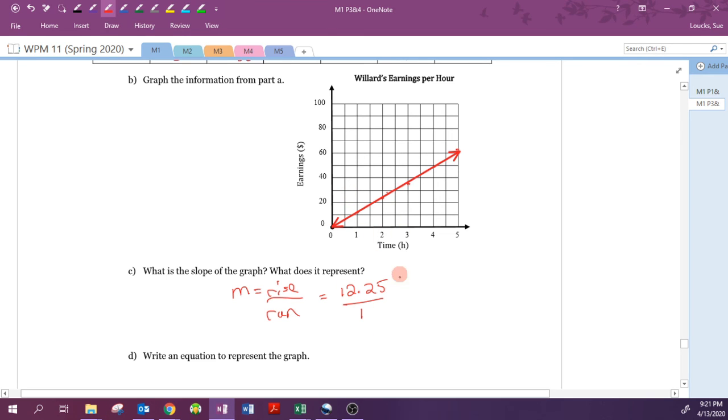So there's our slope, which reduces to 12.25, and it's dollars per hour, because this number on top is the rise unit, which is dollars, and this one is the run unit, which is hours. Okay, and what does this represent? This represents the hourly rate.